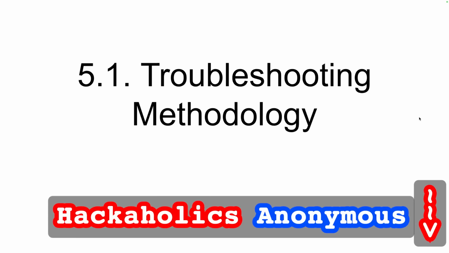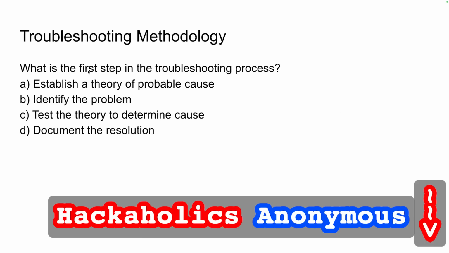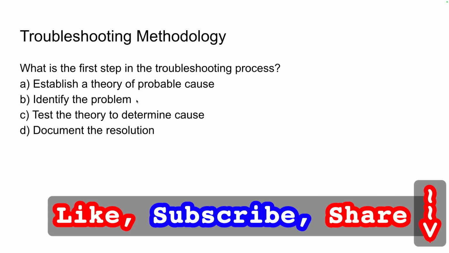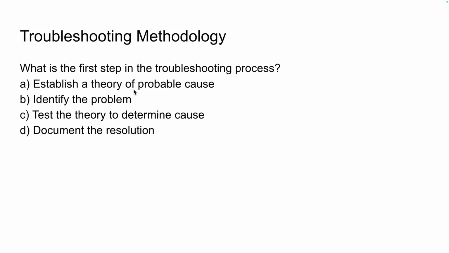Okay, time for some practice questions. So troubleshooting methodology. What is the first step in the troubleshooting process? You want to identify it, right? That's basically it. So it's like, identify the problem. That's the first step. Establish a theory would probably be the second step. I think it is the second step. Test the theory would be the third step. Document the resolution would be the last step.